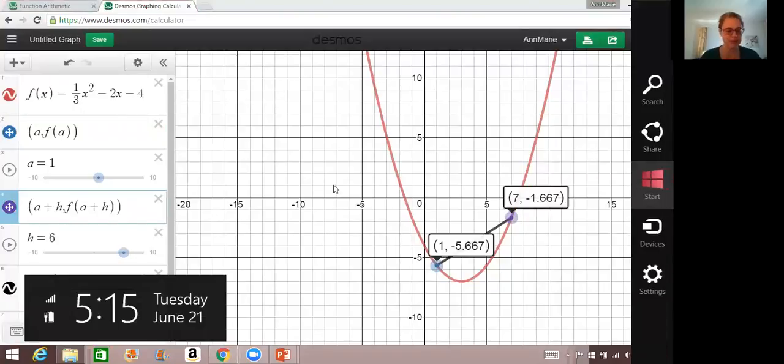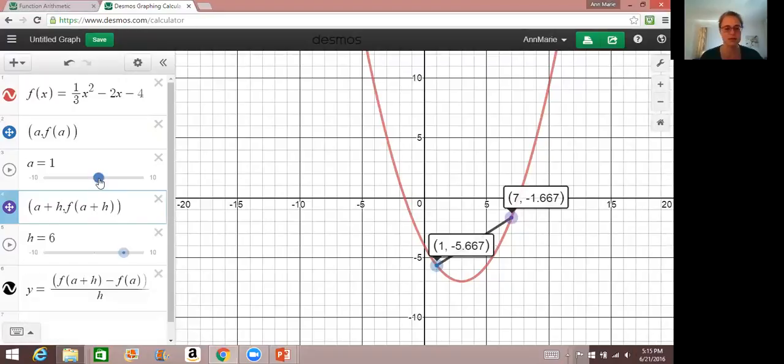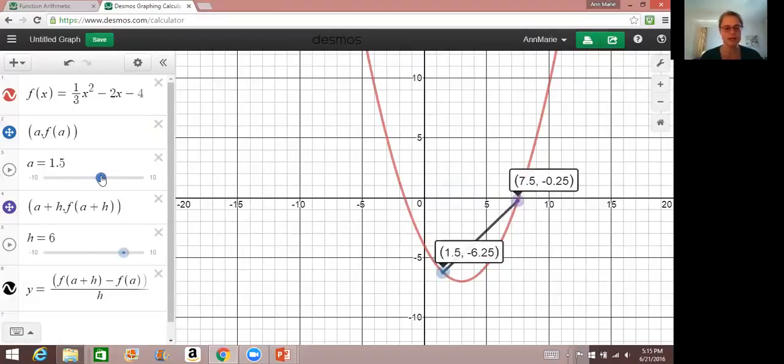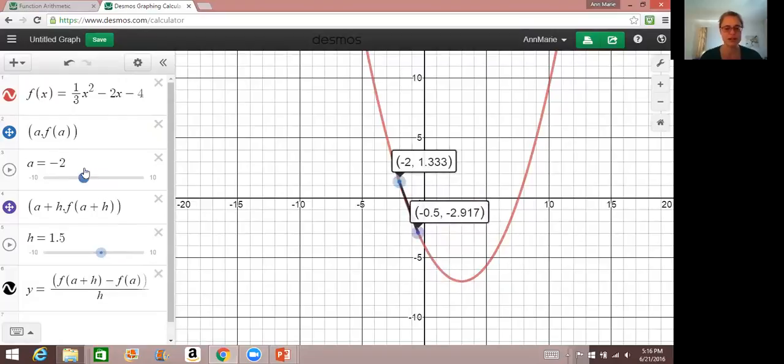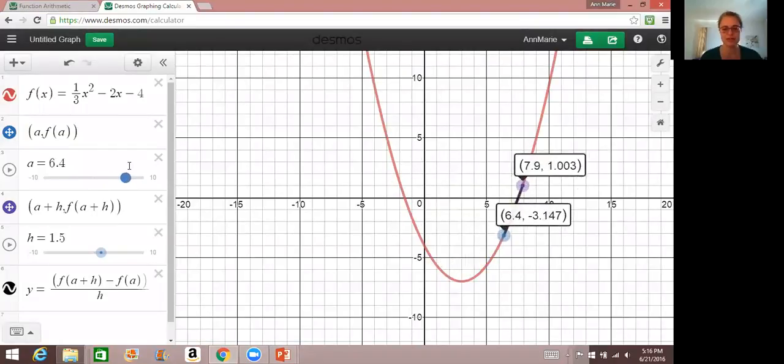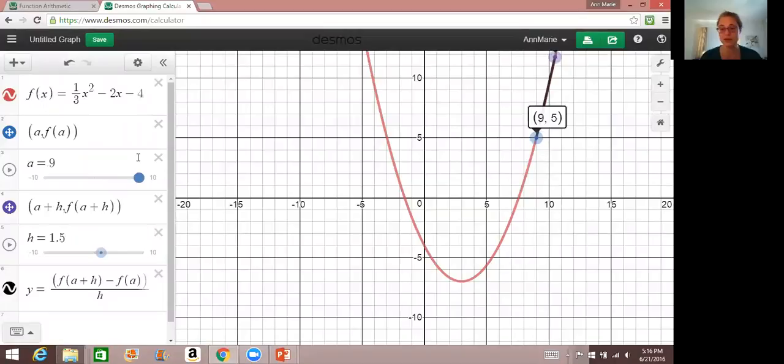Right? And what happens if I move my reference points? Let's say I pick a different x. Well, my slope changes, yeah? What happens if I move my h closer and closer? Yeah, I can do that. But my slope is still going to change, right? Notice that my curve changes as I move along my curve relative to the shape of the curve.